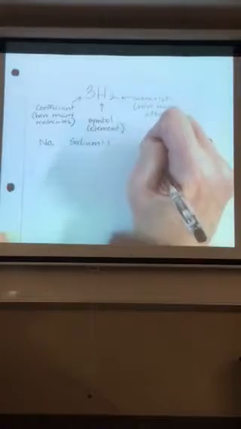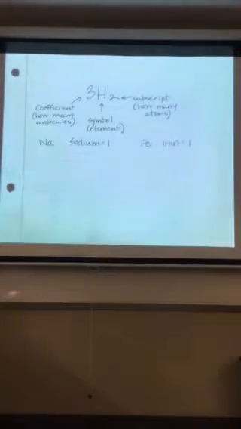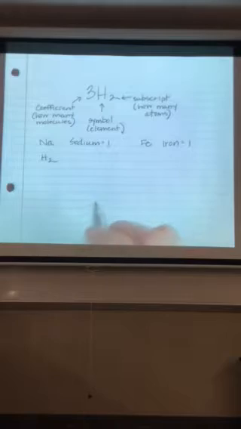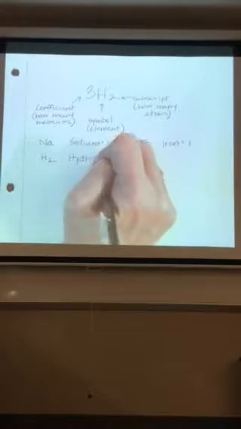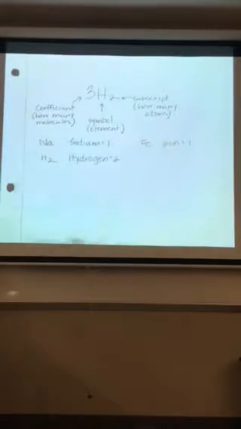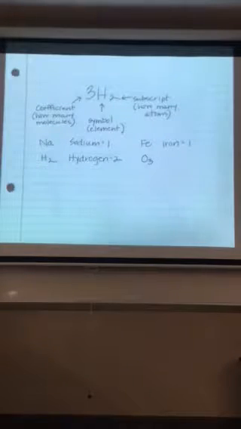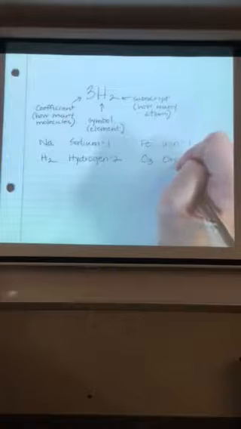Okay, what if I give you Fe? Iron. That's iron, and how many do I have? One. Okay, good. Now, if I give you H2, what's that? Hydrogen. Hydrogen, and how many do I have? Two, because of the subscript. Because ozone is O3. What element is that? Oxygen. That's oxygen, and how many do I have?